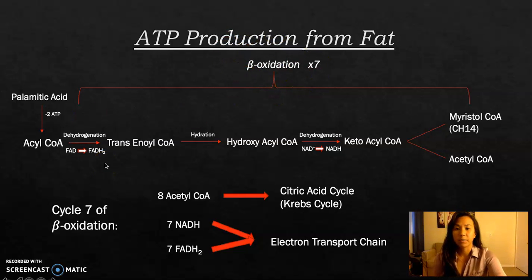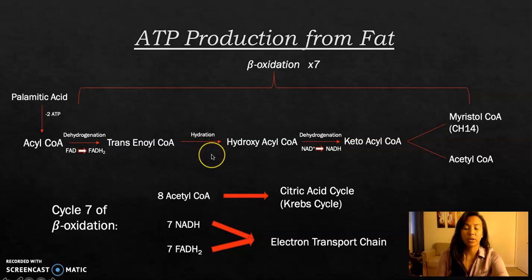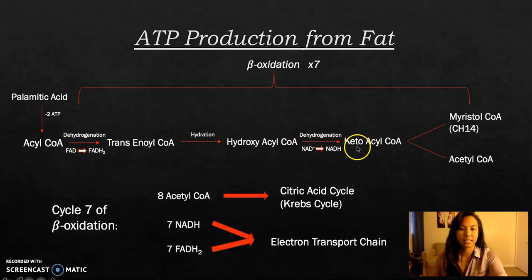Now, the first stage of beta oxidation is dehydrogenation right here, where FADH2 is a product and trans-acyl-CoA is produced. The second stage is hydration, where a water molecule is actually added, and hydroxyacyl-CoA is produced. And then in the third stage, we go through dehydrogenation again, and NADH is produced, and ketoacyl-CoA is a product as well. Now from there, it splits into myristyl-CoA and acetyl coenzyme A, like back in the Krebs cycle.